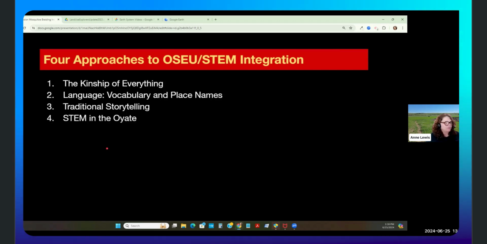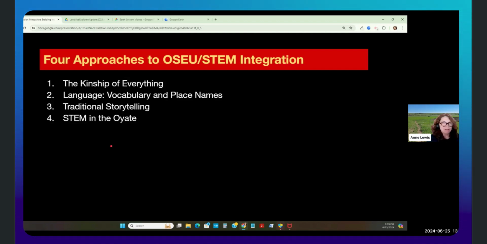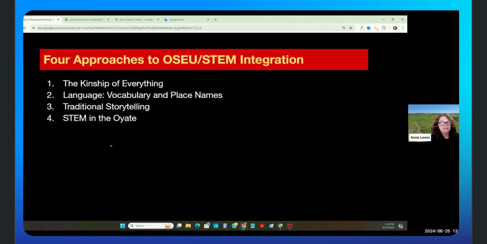In thinking about our integration of the Oceti Sakowin Essential Understandings and STEM, we landed on these 4 practices to help us be consistent through our integration. When we look at a standard, and again, this is a North American, US context, we think about how it relates to the kinship of everything. Where are the opportunities for language, particularly vocabulary and place names? Is there an opportunity for storytelling here? And then where is the related STEM in the Oyate, or community? I'll unpack each one of these.